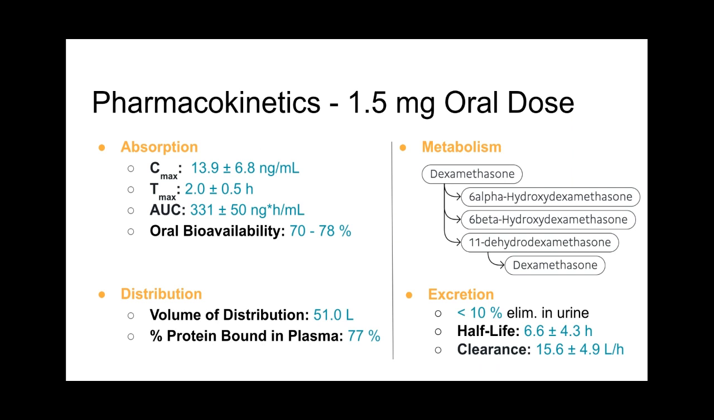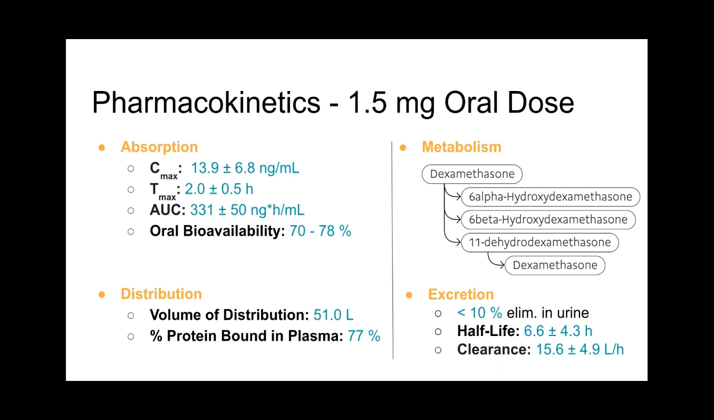So turning now to the pharmacokinetics of dexamethasone. Under absorption, it has a max concentration of about 14 nanograms per milliliter. It takes about 2 hours to reach that concentration. The area under the curve is about 330 nanogram hours per milliliter, and it's about 70 to 78% bioavailable if taken orally. Under distribution, the volume of distribution for this dose is about 51.0 liters, and the percent of protein bound in plasma is about 77%.